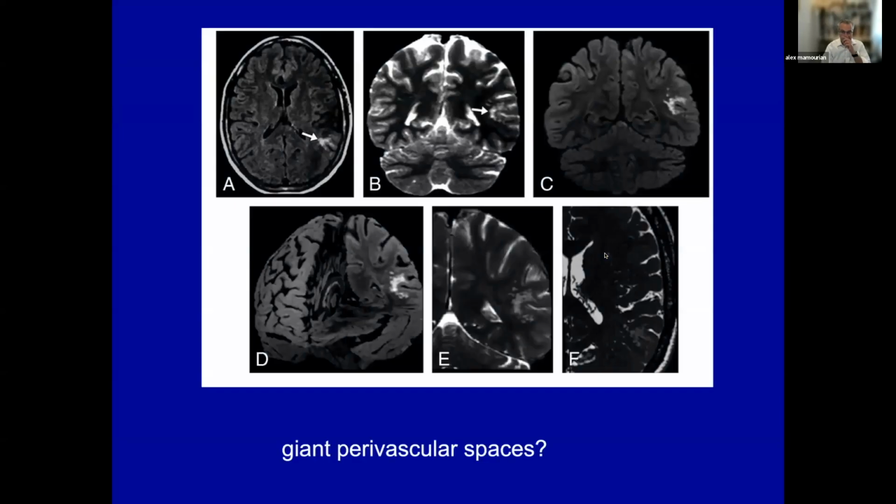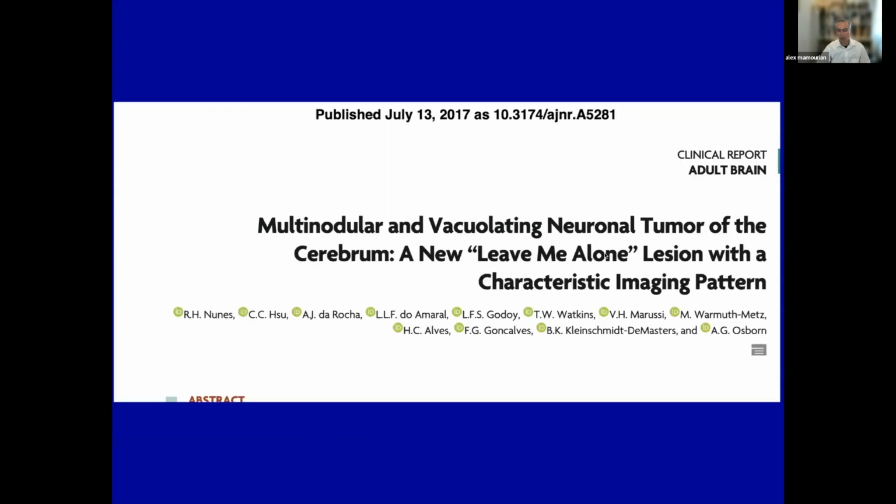Now, can this be associated with seizures? There is some indication that these may be associated with seizures, but when you see a multicystic lesion, subcortical, with non-suppression on FLAIR, don't classify it as some sort of odd variation of giant perivascular spaces.